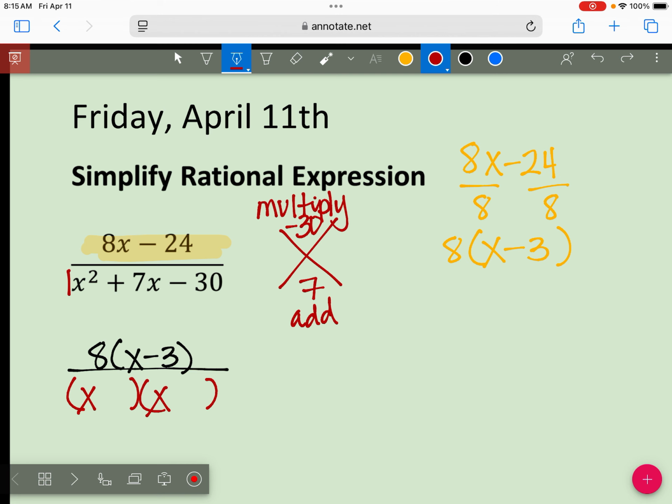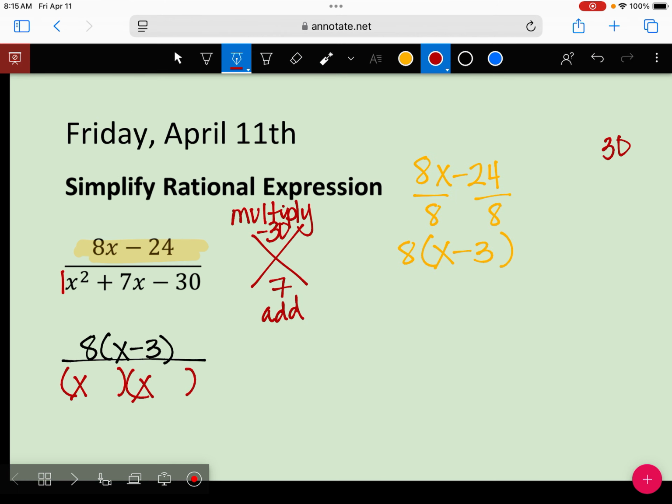So when we think about 30, numbers that multiply to give us 30 are 1 times 30, 2 times 15, 3 times 10, and 5 times 6. Those are my only options to get that 30 at the top. So which pair am I using to get to that 7? 3 and 10. And the 3 is negative. So a negative 3 and a positive 10 multiplies to give us negative 30 and adds to a positive 7.